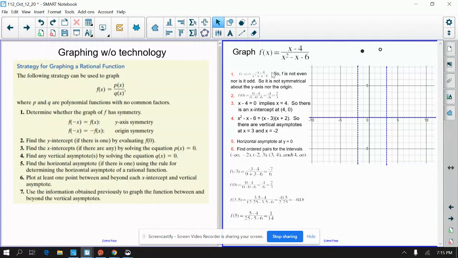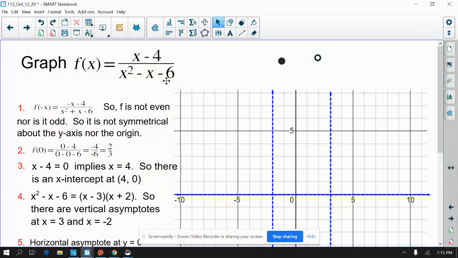Well, for our example right here, x minus 4 over x squared minus x minus 6, when you type in the opposite of x, you get this, which is not exactly f of x, nor is it the opposite. So unfortunately, we have no symmetry. It's not symmetrical about the y-axis. It's not symmetrical about the origin.